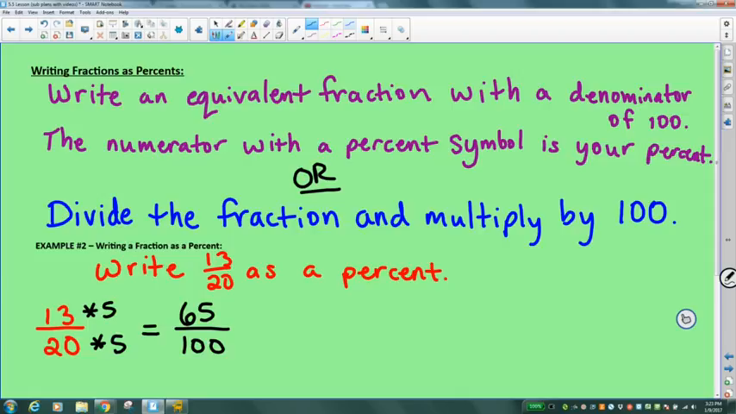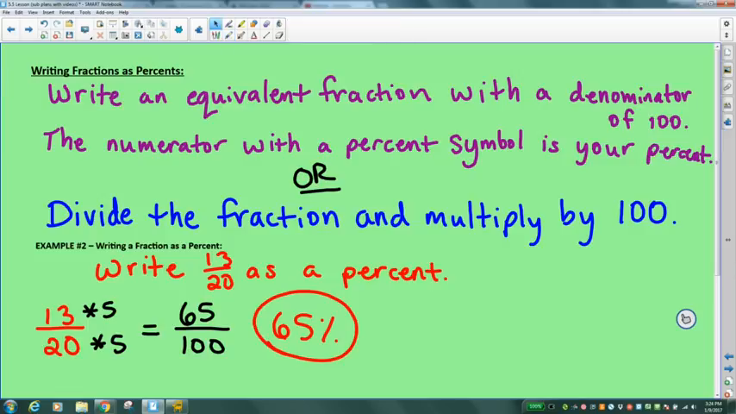So now I know the numerator with the percent symbol is my percent. Well, the numerator is 65, and I put a percent symbol after it, which is my new percentage. 65/100 is the same thing as 65%, which is also the same thing as 13/20. So that's if I use the first method that we talked about.